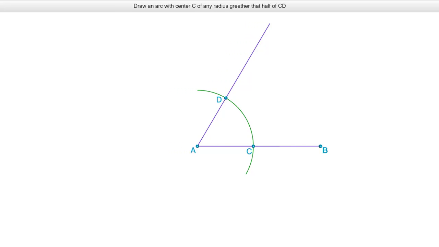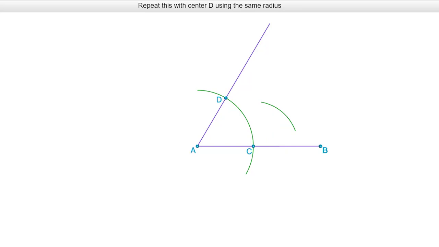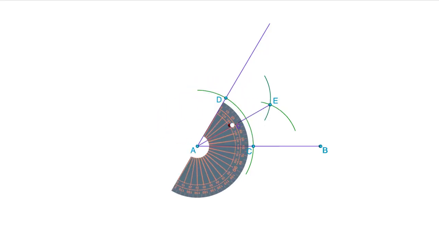Then from point C, we draw another arc. That arc has only one condition: it should be bigger than half the distance from C to D. Why? Because it will make sure that those two arcs will intersect. Using the same opening as the previous arc, we do another arc from D. We denote the intersection by point E, which you see here. And now the only thing left is to draw our angle bisector, which is the line AE.